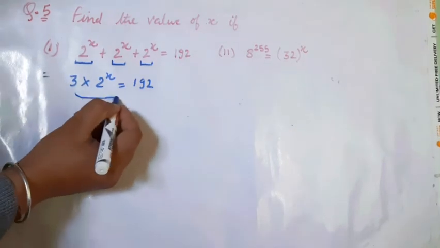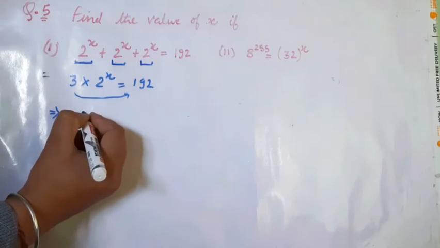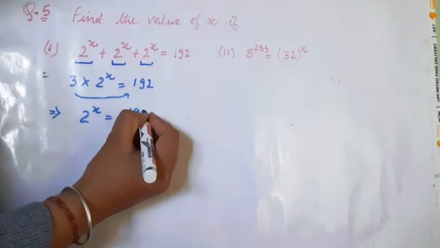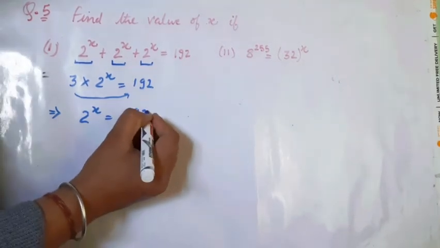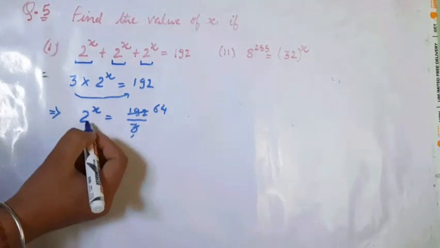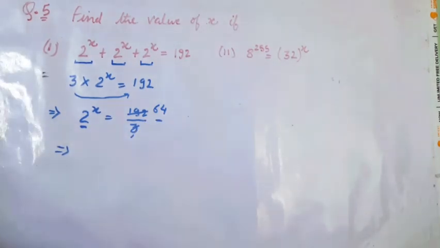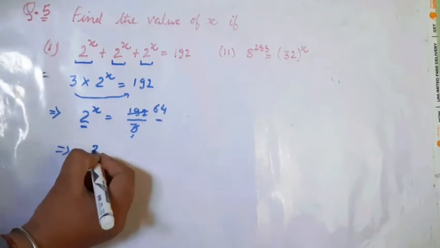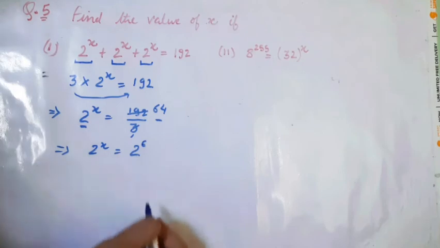So what we need to do here, take this 3 to the right side. We are left with 2 raised to power x equals to 192 upon 3. So 3 6s are 18, 3 4s are 12. What is left? 64. But here the base is 2. So in the right side also the base must be 2, and we have to write 64 in the powers of 2. So 2 raised to power x will be equals to 2 raised to power 6, which is 64.